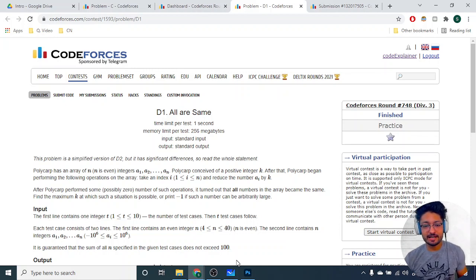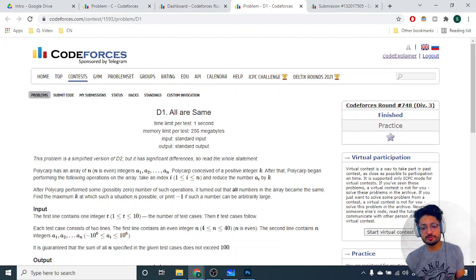Hello friends, so let us now discuss the D1 problem from the latest Codeforces Round 748. So let's start. The problem goes like this. Polycarp has an array of n integers, and n is even. Polycarp also wants to choose a positive number k. After that, Polycarp will begin performing the following operation on that array.